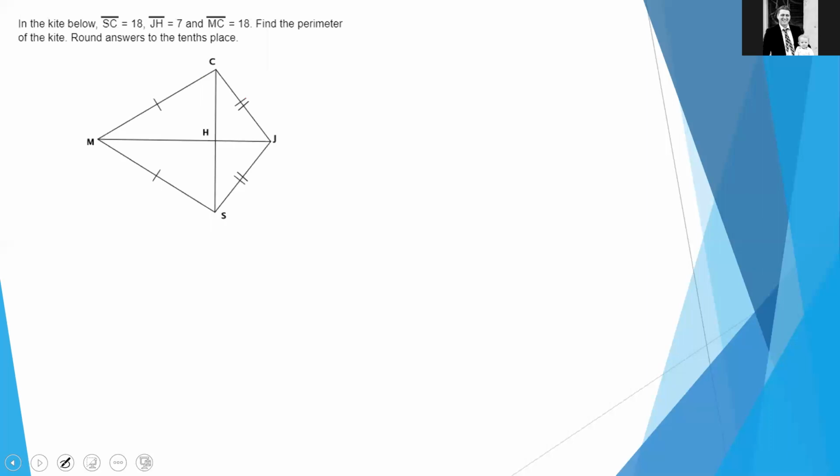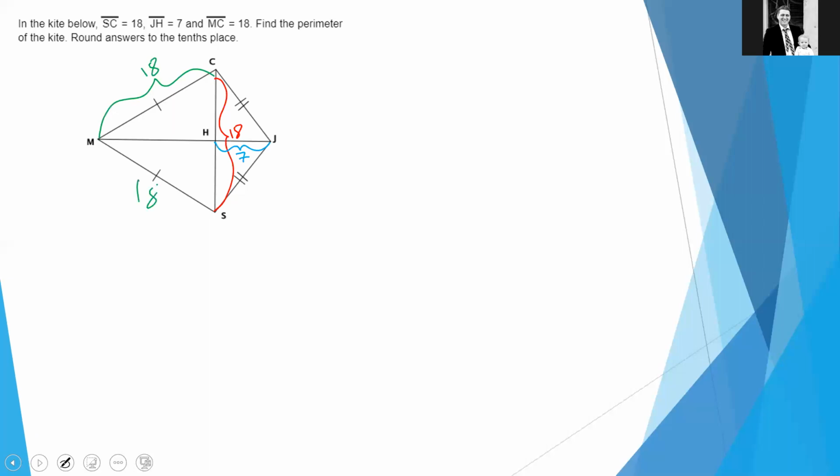Let's do one final example. We have from S to C is 18. We have from J to H, overlapping here, so I'm going to switch colors, is 7. And it feels odd not to switch colors. MC, oh, that's from here to here. That's 18. Okay, we want to find the perimeter.